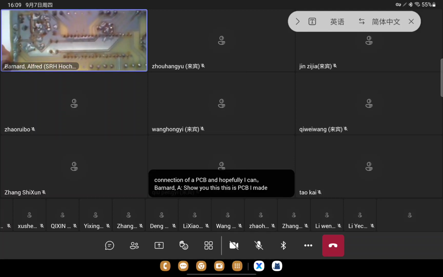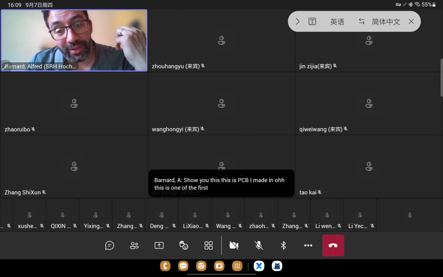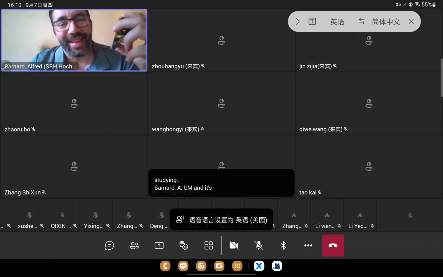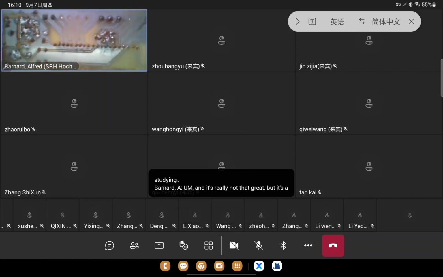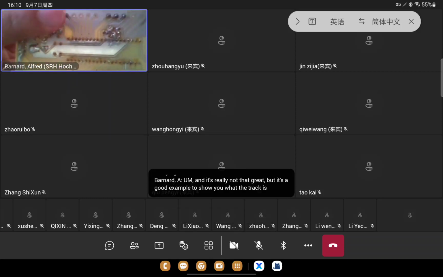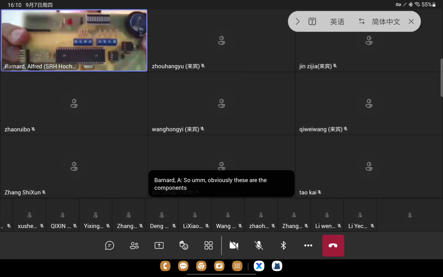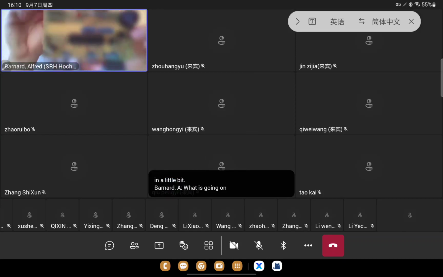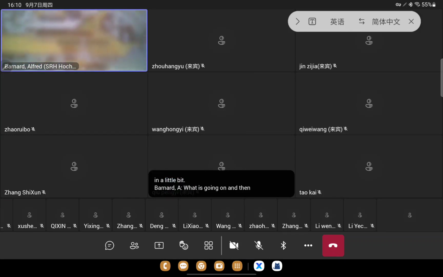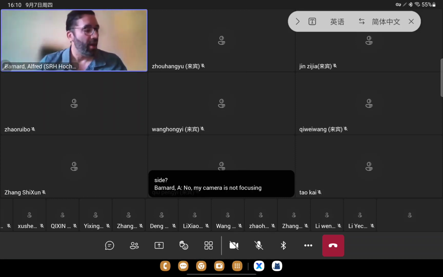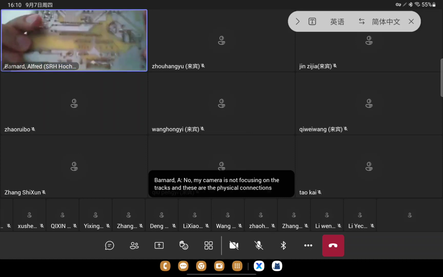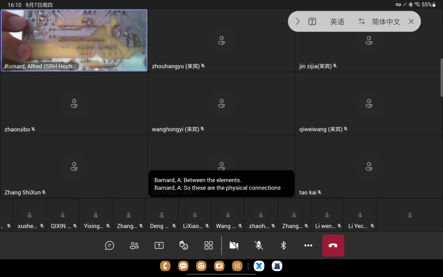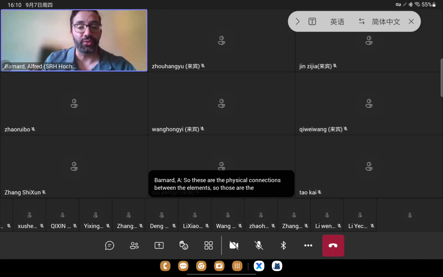This is a PCB I made, this is one of the first ones I made when I was studying. It's really not that great, but it's a good example to show you what a track is. Obviously these are the components on the one side. We'll speak about that in a little bit. And then on the other side, no, my camera is not focusing, are the tracks. These are the physical connections between the elements. So those little lines, those are the tracks.